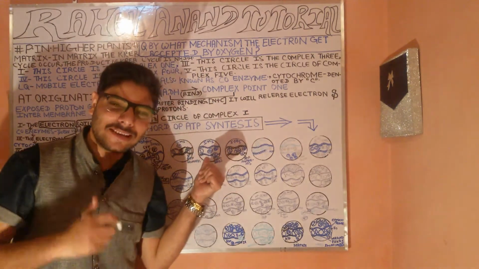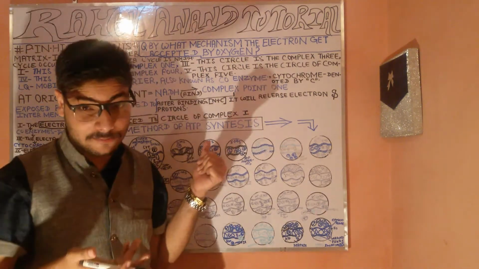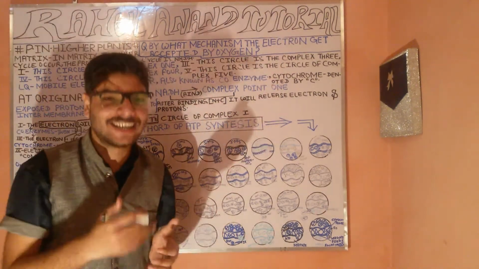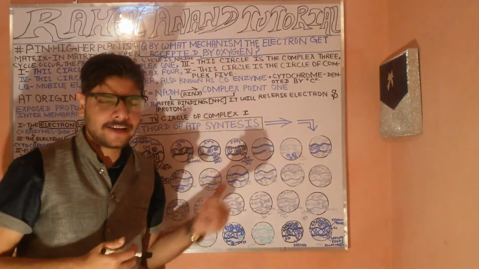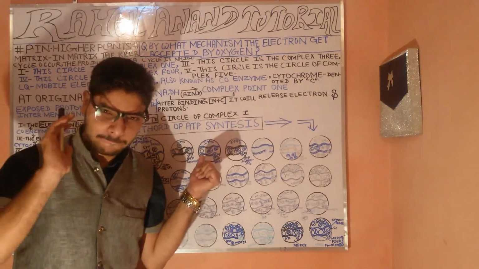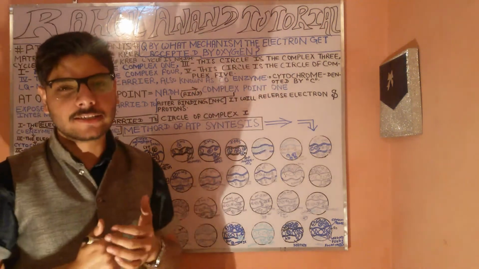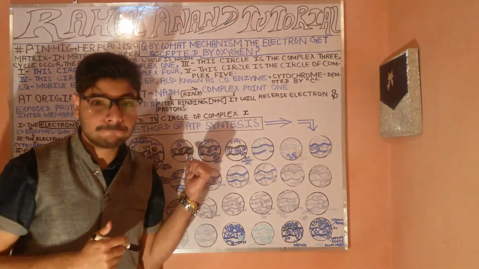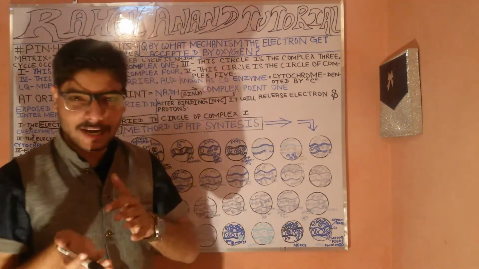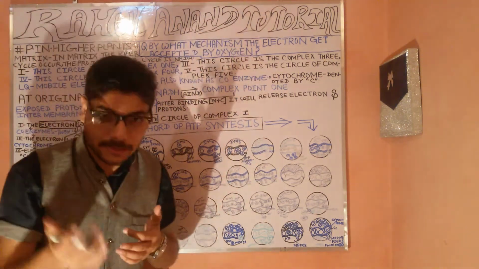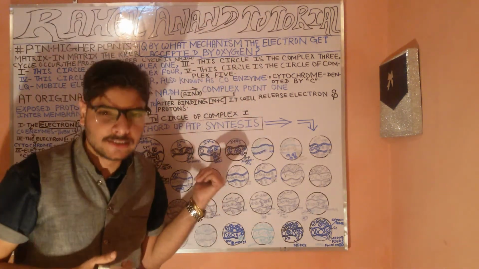Then it will be going with the CoQ, meaning the coenzyme. Then in complex third. Then into the cytochrome. Then complex fourth. Then it will start to go with reference to complex 5 actually.